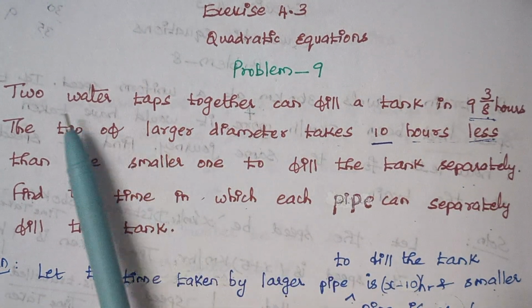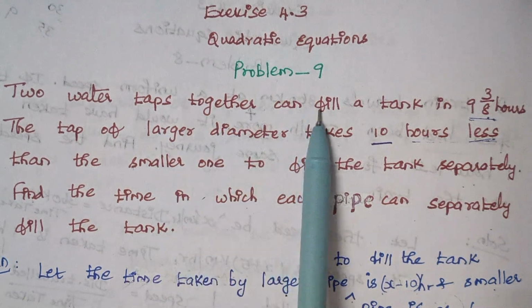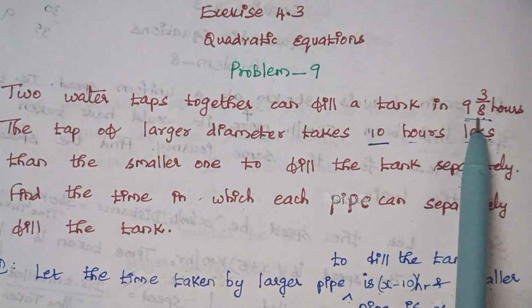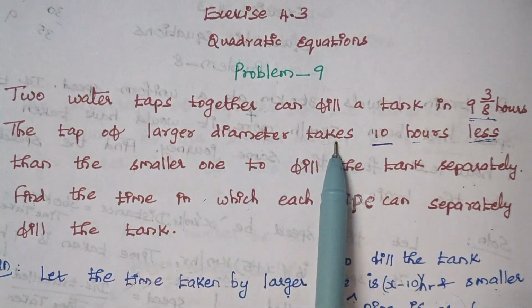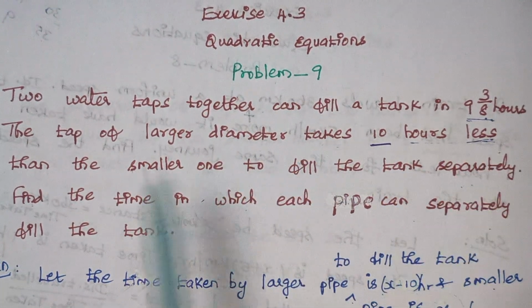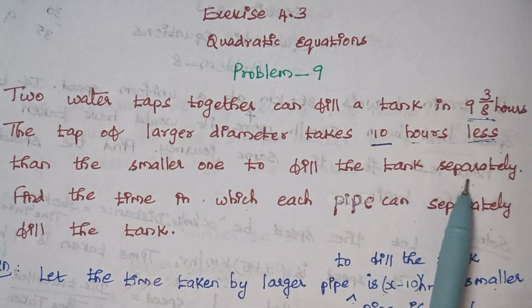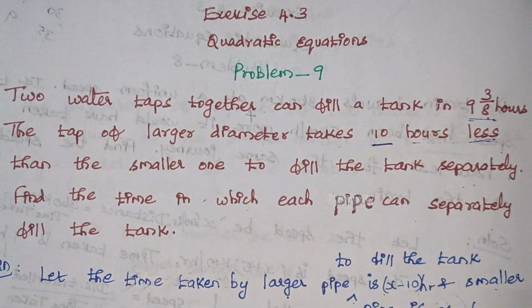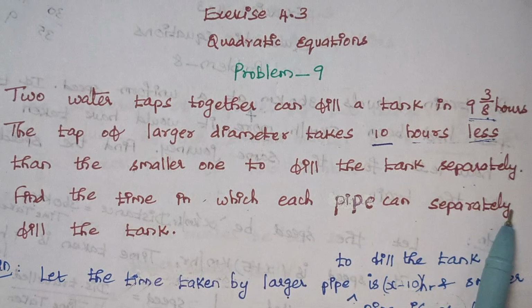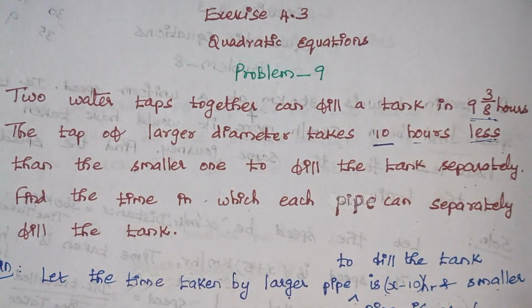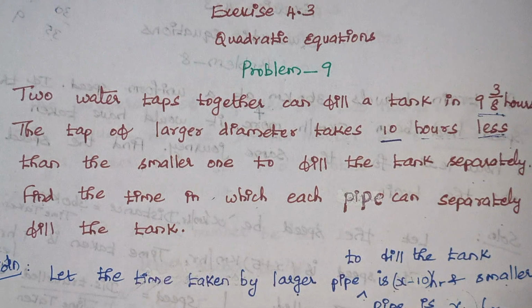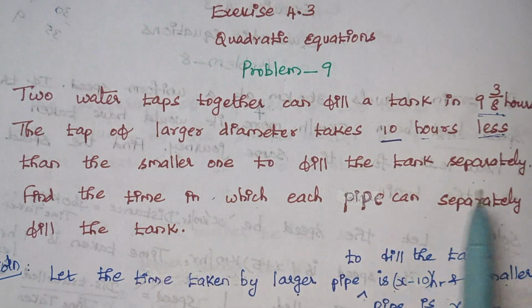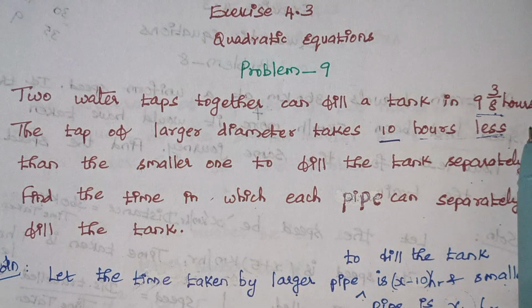The problem is, two water taps together can fill a tank in 9 3/8 hours. The tap of larger diameter takes 10 hours less than the smaller one to fill the tank separately. So find the time in which each pipe can separately fill the tank. Here there is a tank, and the tank is filled by two water taps. The time taken is 9 3/8.